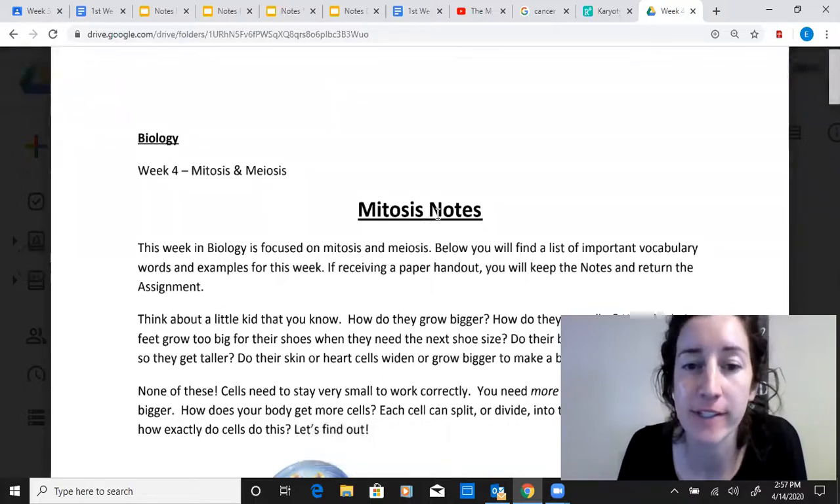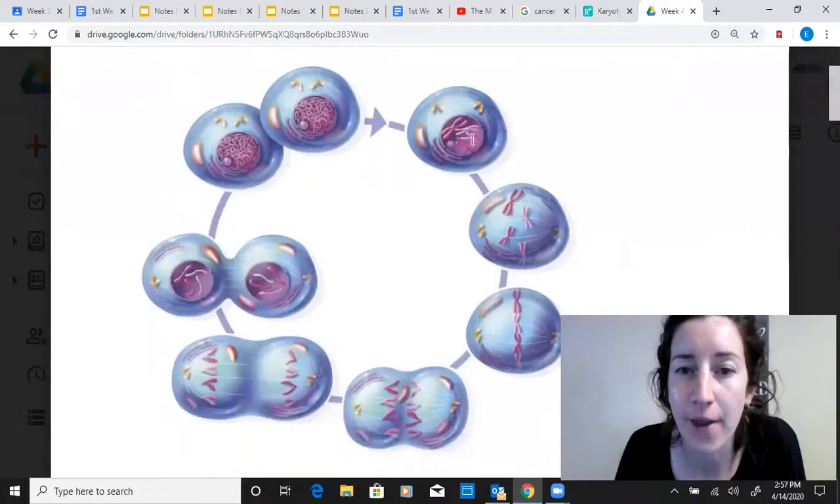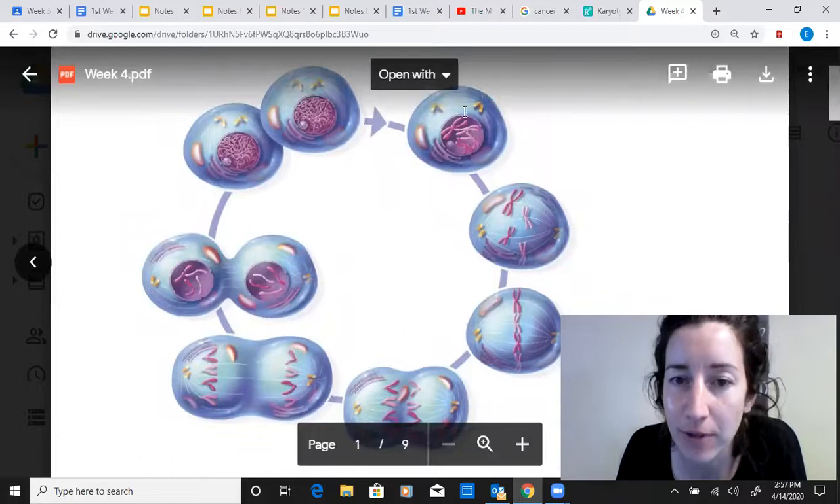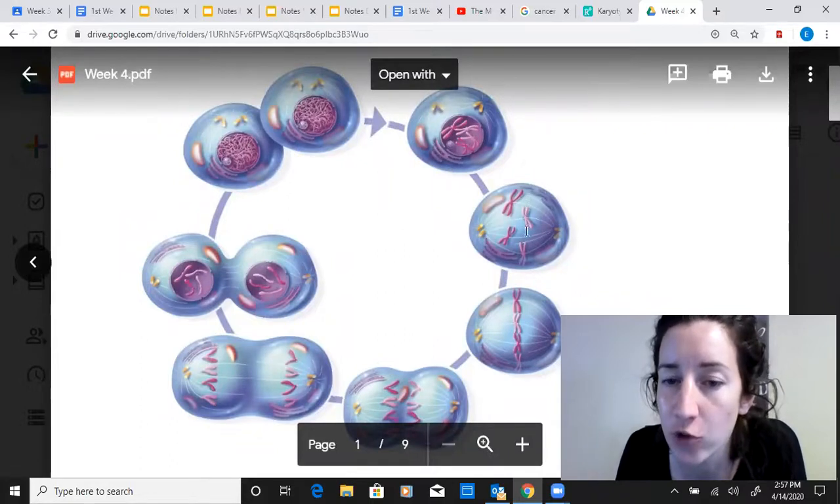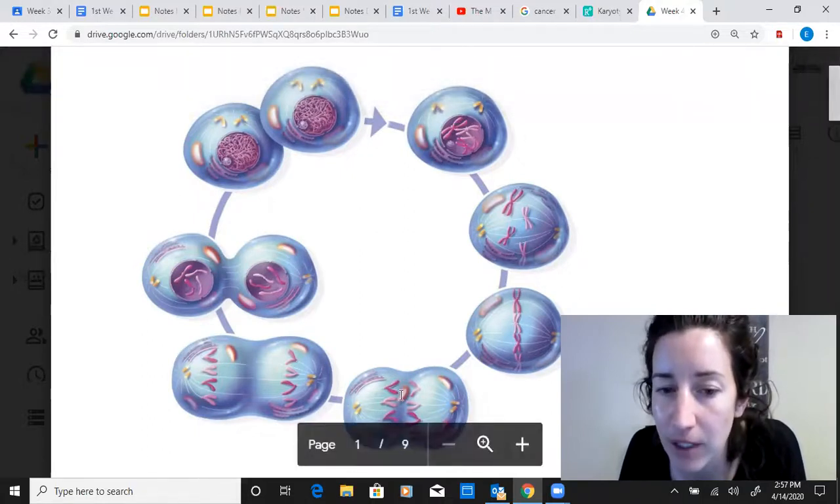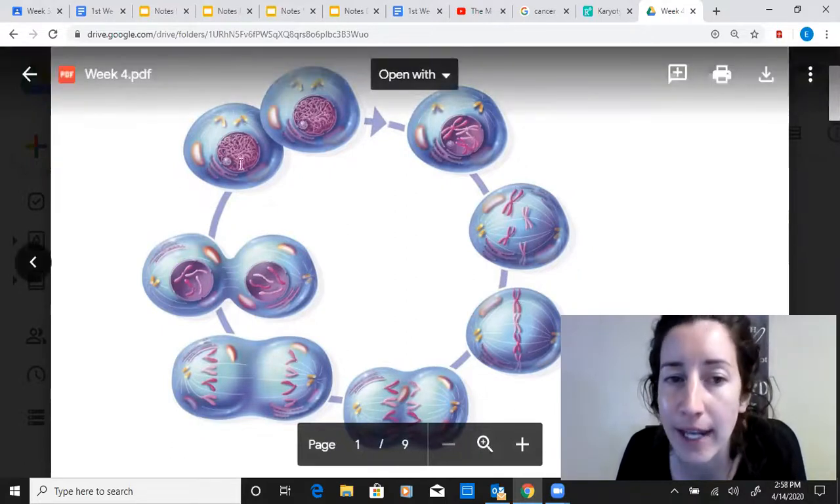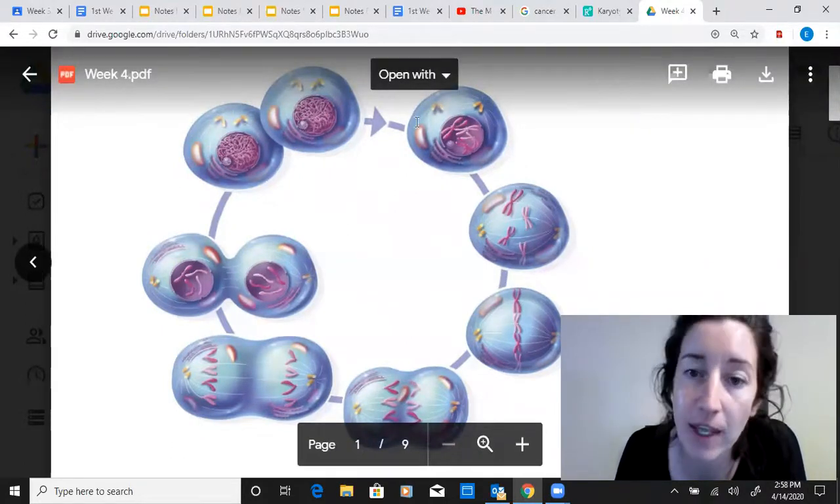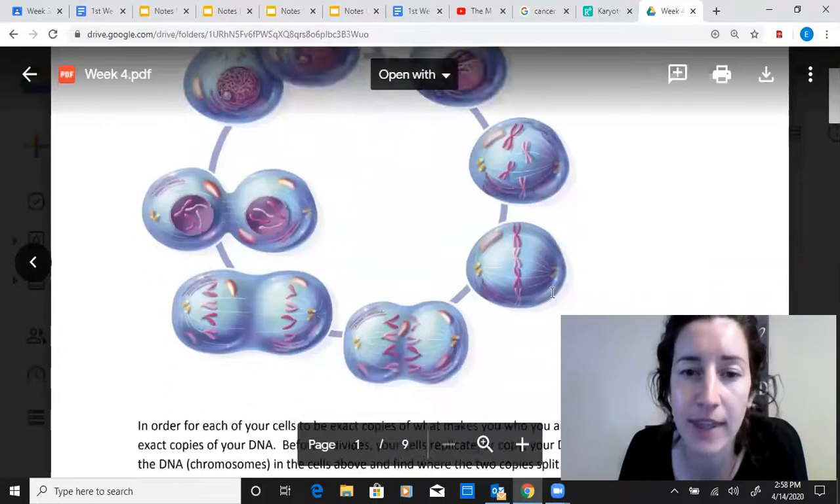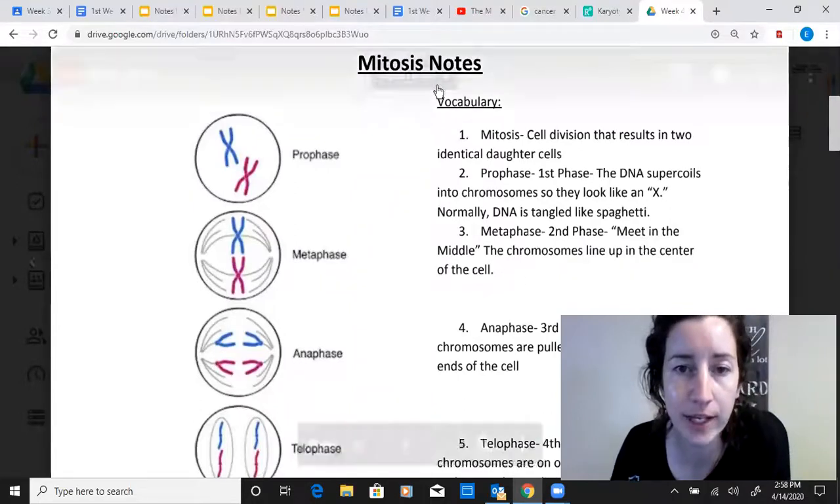Okay, mitosis is cell division. You're going to read this. This is a cell dividing. So one cell right here, look at these chromosomes inside the nucleus. Chromosomes are supercoiled DNA, and they're going to do some special stuff here to divide, and they're going to split into 2 identical daughter cells. And then they're going to do it all over again. And that is mitosis. How exactly are they going to do that?